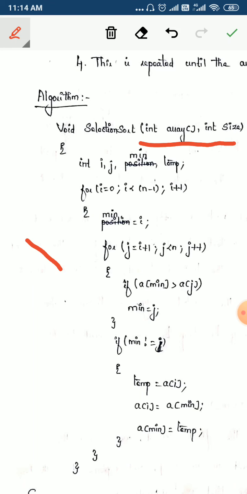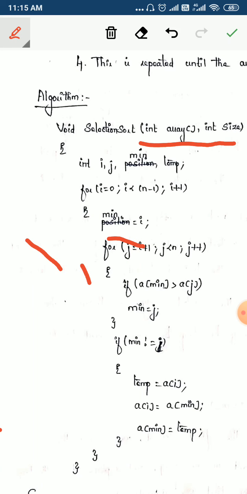So for i equal to 0, i less than or equal to n minus 1, i plus plus, we are first going to assign, as we told, the minimum value as i, right? What is i? Now the i value is 0, right? i is initialized with 0. So the index 0 we consider as the minimum element position initially, right?